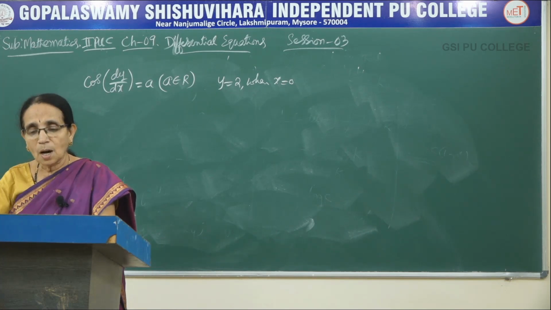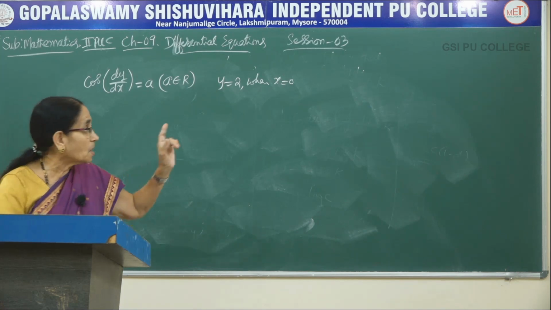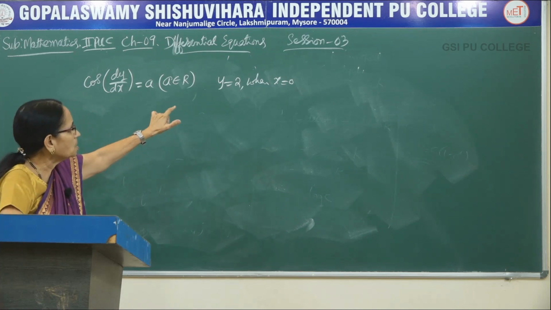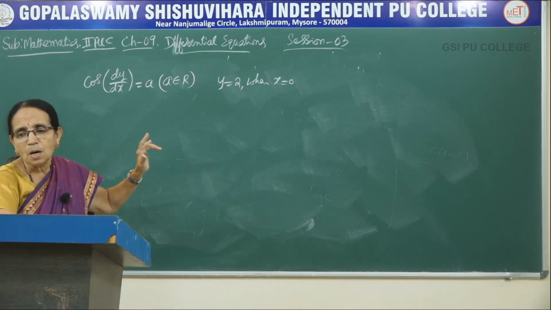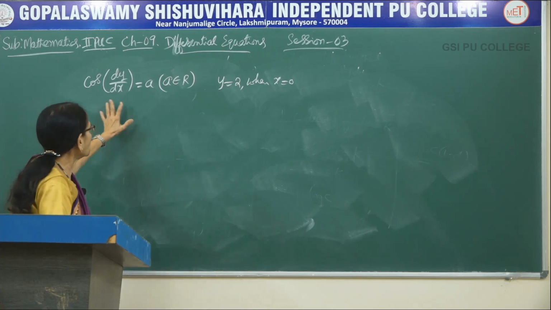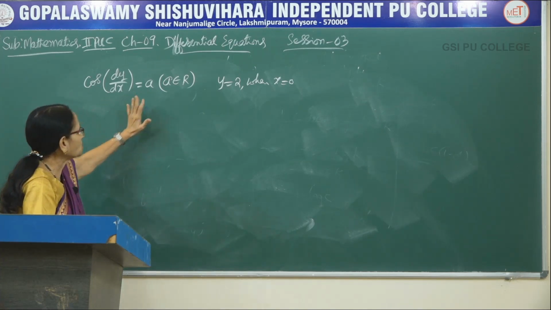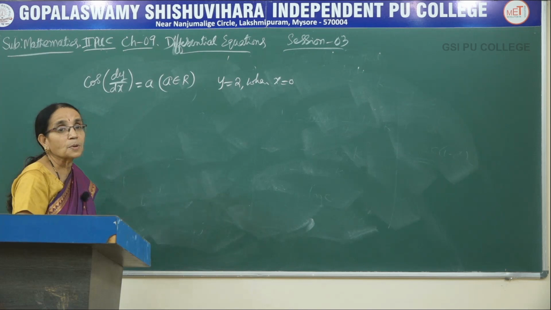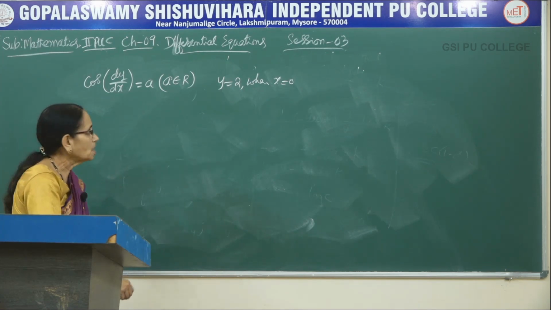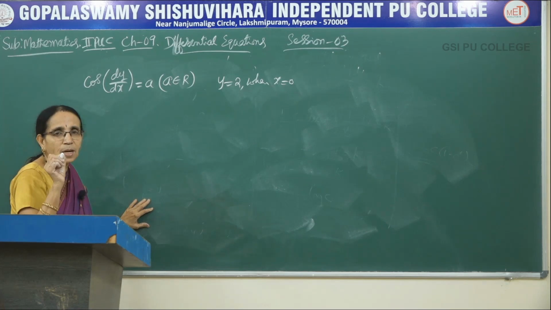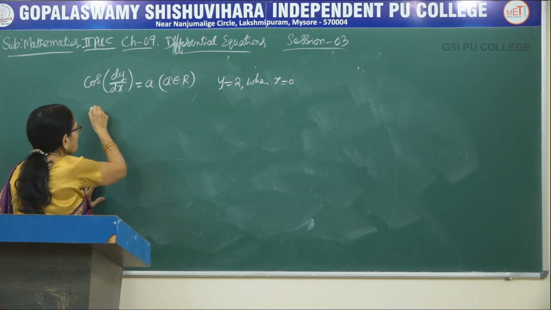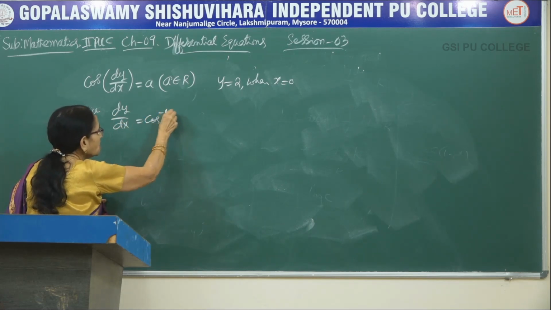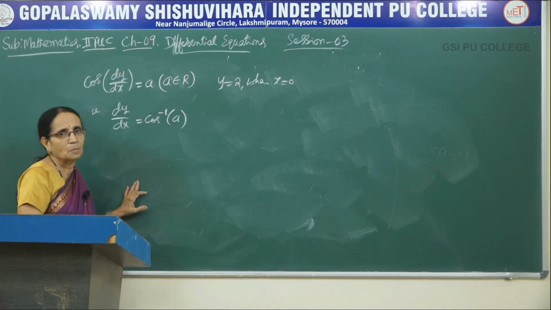So you have to copy the values of x and y also properly. Here, this data, y equal to 2 and x equal to 0, will be utilized only in the last step. Look at the function here: cos of dy by dx equal to A. Now here, as it is, I cannot separate the variables. That is the method we are following here. So I am using the definition of the inverse trigonometric function. That is, how could you write dy by dx here? You can write it as cos inverse of A, A being a real number here.